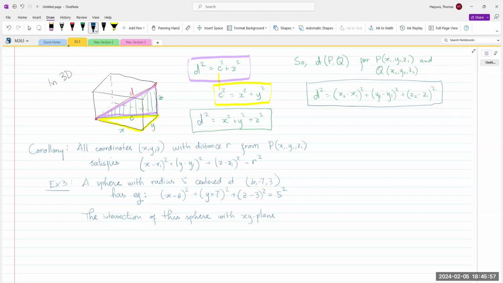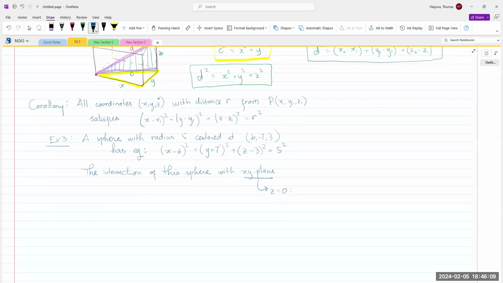Can you see the intersection? I don't, but knowing that it is on xy plane, it means the z has to be 0, right? If z equals 0, then I plug that in: x minus 6 squared plus y plus 7 squared plus 0 minus 3 squared equals 25. That's x minus 6 squared plus y plus 7 squared plus 9 equals 25, that's equals 16. So on xy plane, the intersection is still a circle with radius 4.